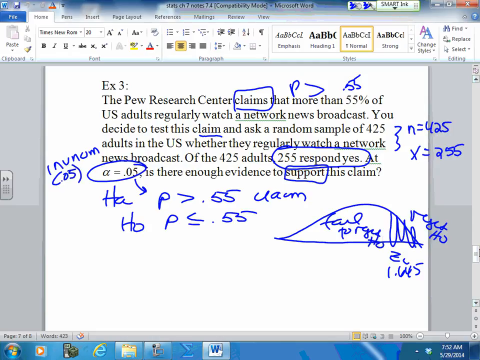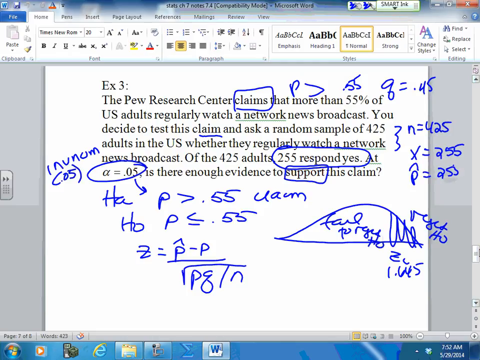So now we test. We say Z with P hat minus P over the square root of P times Q over n. Our P is 0.55. What's your Q? 0.45. Now, we don't have a P hat. What do I do? We have no P hat. Good. I make one. My proportion. Part over whole. Just 0.6. Thank you. Just make your proportion, part over whole. There's your p hat.